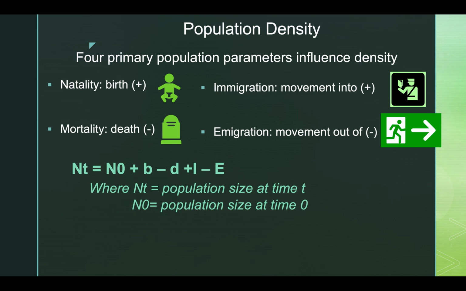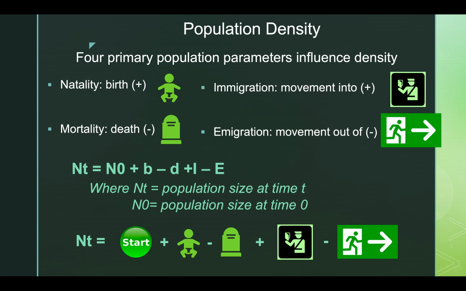So this might seem a little bit complicated, but if you break it down, it's pretty logical, right? The number of individuals that we have at whatever time we're interested in is equal to the number of individuals we had when we started, plus the number that were born and that moved into the area, minus the number that died and moved out of the area. So again, N sub T, the number at the start, plus births, minus deaths, plus immigration, minus emigration.